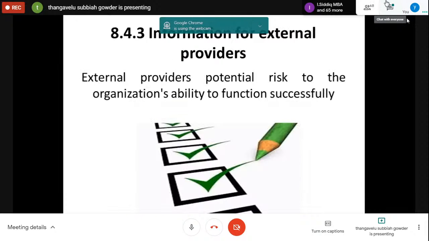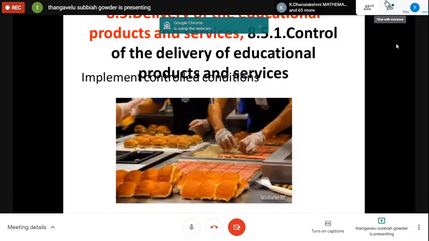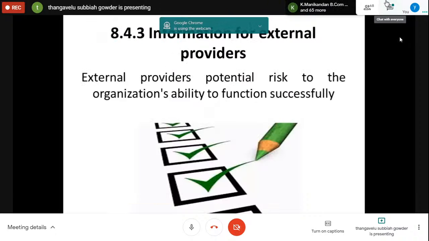We should have complete information. When you are giving purchase orders, you should give complete information: technical name, commercial name, quantity, quality. You should ensure that the receiving end is not having any doubt or confusion, so that he does not send the wrong or inappropriate item to us, and we have to check it and return it. So we should give complete, correct information to the external providers.